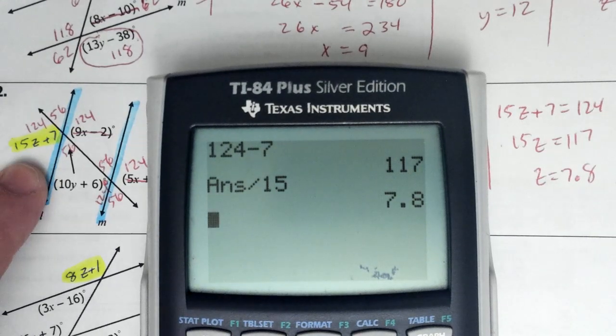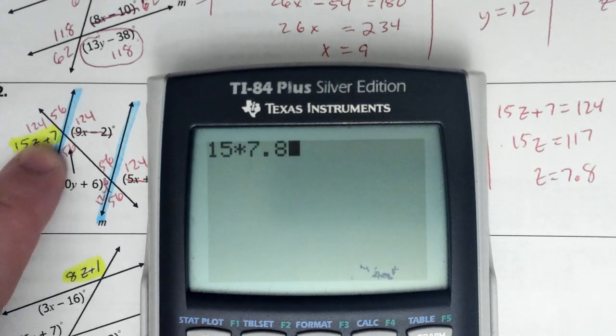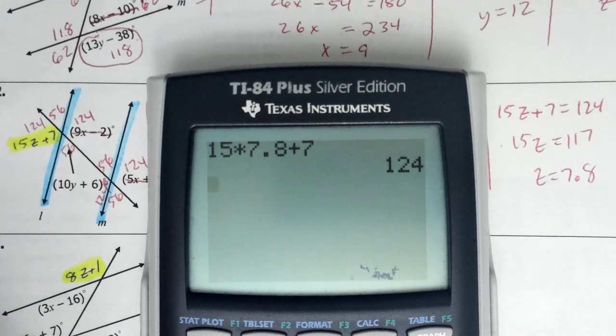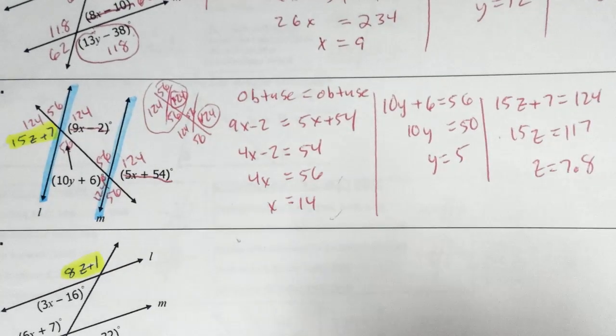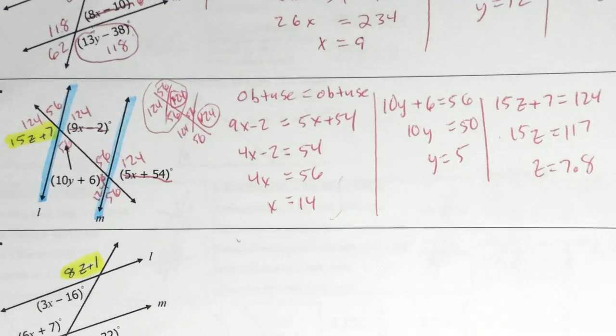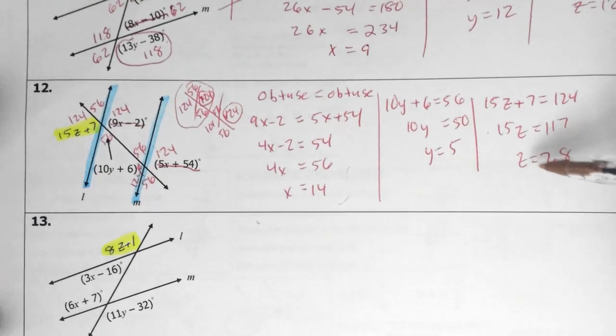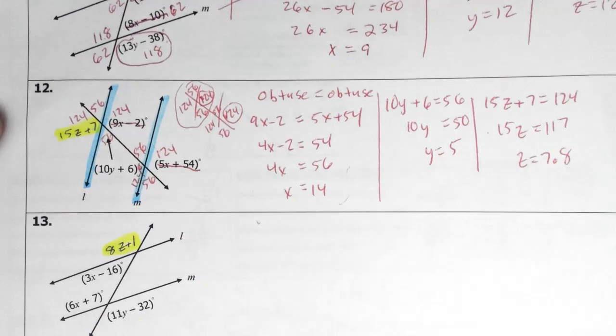So putting it back in the picture, 15 times 7.8, add that 7. If we pop out with 124, I know I got this right, and I do, and so this answer is also correct. And those are the answers for those three. So it is okay to get a decimal as long as it checks back out.